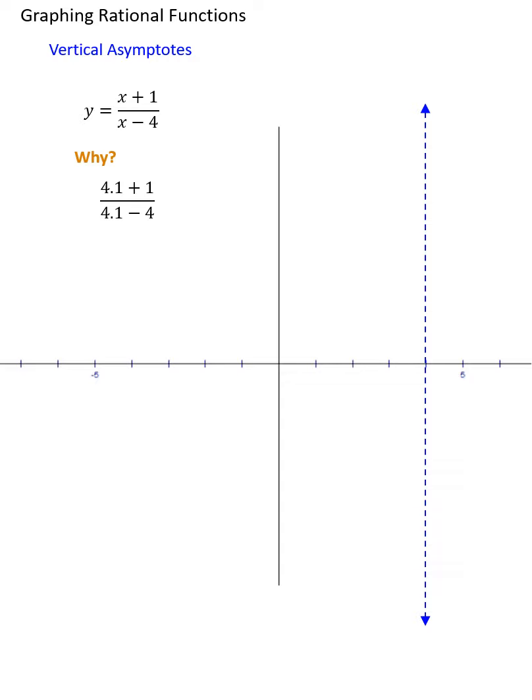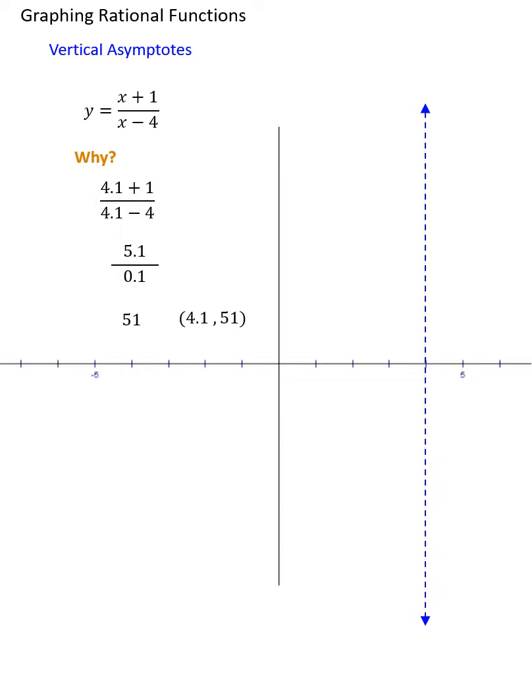So what would happen if we plugged 4.1 in for x? Well, it turns out we would get a very small denominator because 4.1 is so close to 4. And what happens to fractions when you have a very small denominator? Well, they get pretty big. I mean, think about it. How many times does 0.1 go into 5.1? Well, it turns out it goes in 51 times. This is a relatively large result.